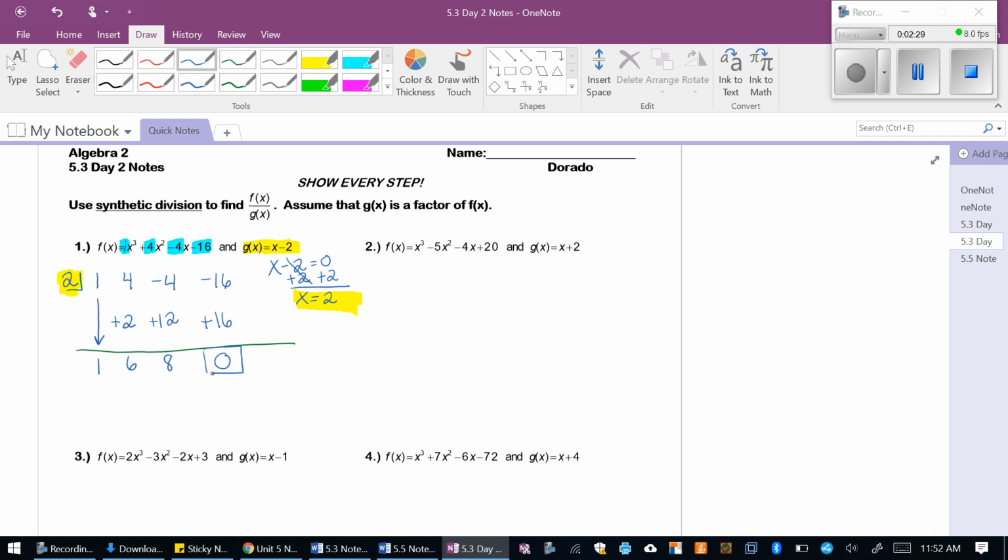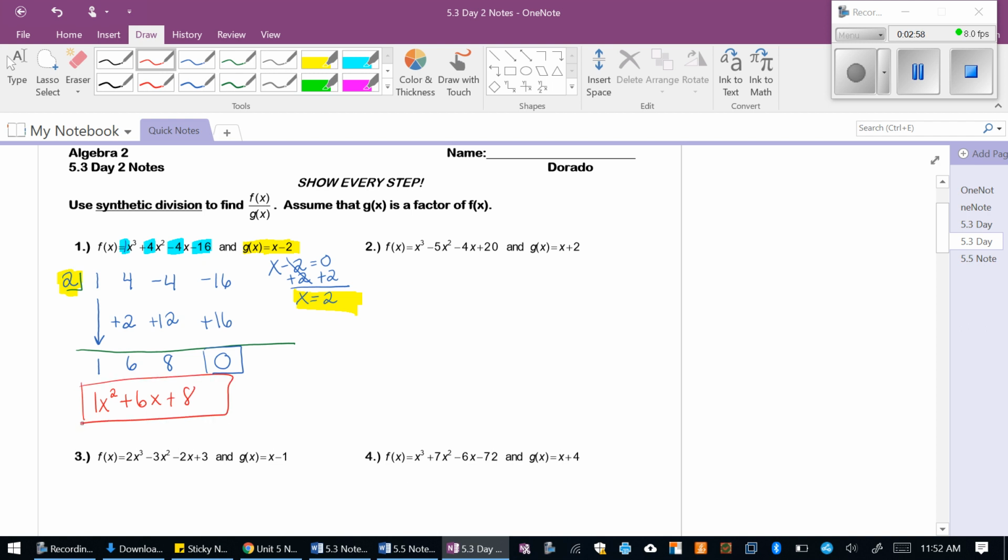The final step is to write this answer. We always start 1 degree less than the highest degree in f of x. So 1 degree less than to the third is to the second. So this becomes 1x squared. We just keep decreasing the power on that variable term by 1. So 1x squared plus 6x plus 8. And that's your final answer.